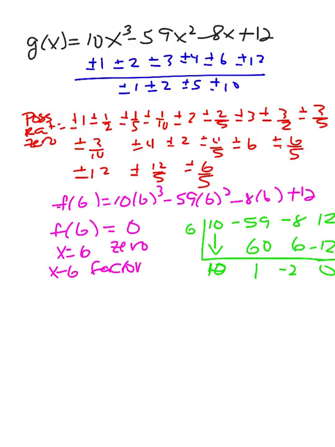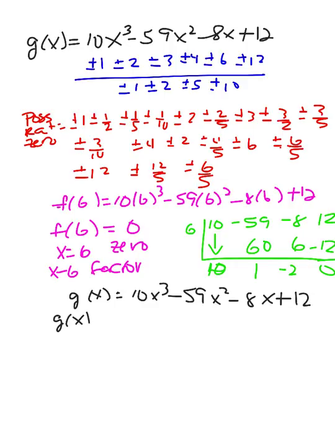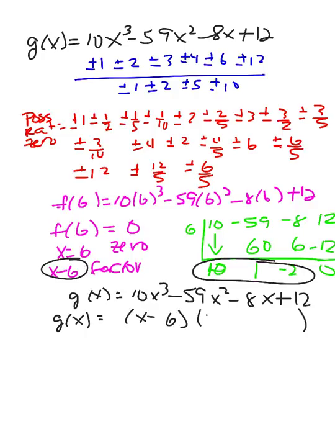Okay, so now this is what I know. G of x is equal to 10x to the third minus 59x squared minus 8x plus 12. I know one of my factors from here, right, and that's x minus 6. And now I need this factor, and that is 10x squared plus x minus 2. Okay, now I'm going to factor that.